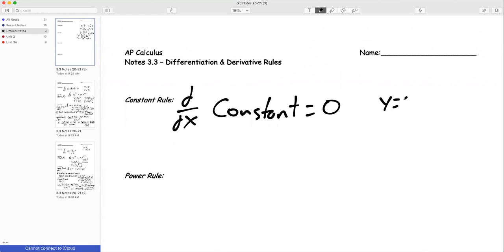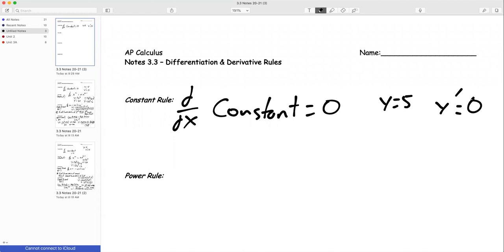So if I have y is equal to 5, then y prime would be 0. Why is it 0? Because what's the shape of the graph of any constant? It's going to be a horizontal line. And what's the derivative of a horizontal line? It's the slope, which is what? 0. Always? Always. Okay? Has to be. All right. That's the first rule.